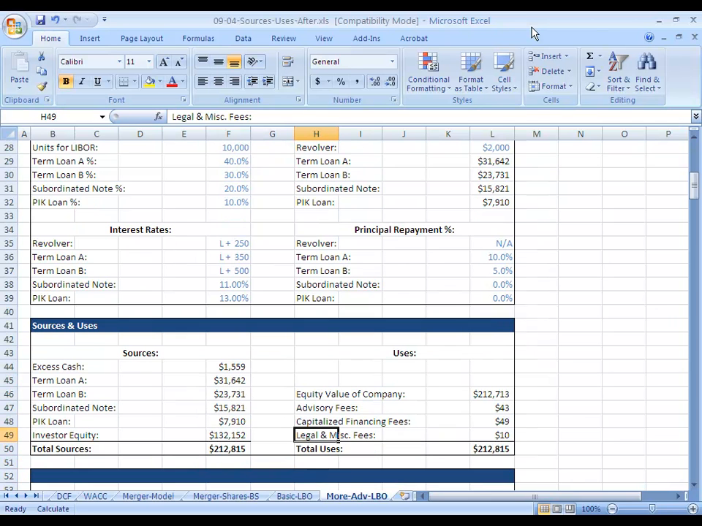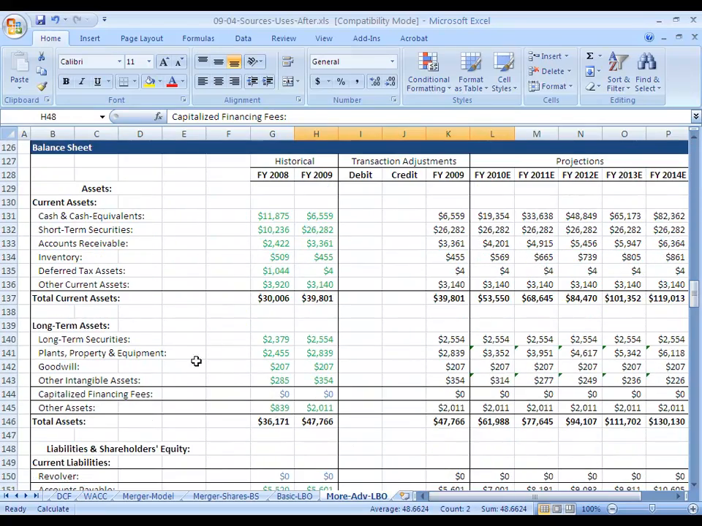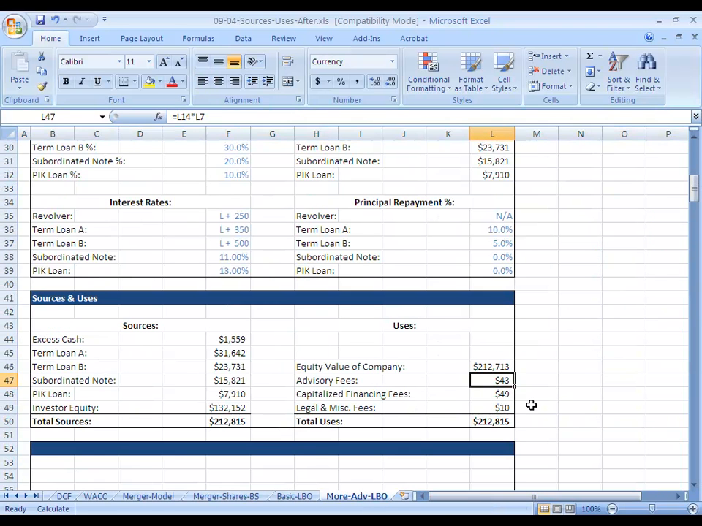Another question you may have is, why do we have capitalized financing fees? What do I mean by capitalized financing fees? Well, with advisory fees and with legal and miscellaneous fees, the assumption in most models is that you pay for these immediately, whereas with financing fees, these actually go on the balance sheet and are capitalized just like any other asset, which is why we have this new line item for capitalized financing fees right here. So we assume that these go on the balance sheet and then a certain amount is amortized, a certain amount is paid off each year. But the other fees are paid immediately.